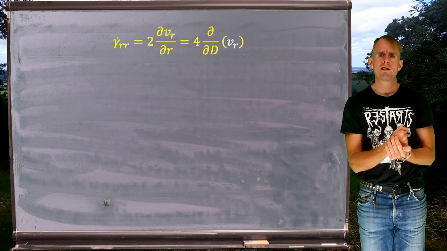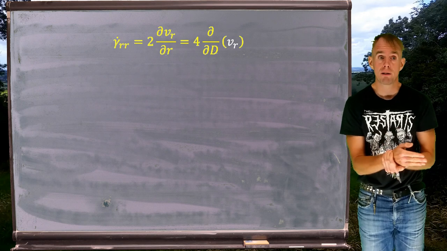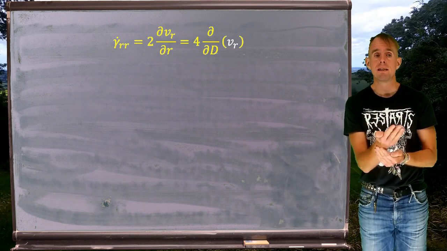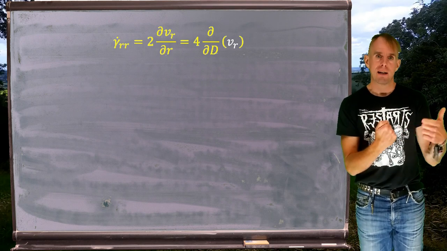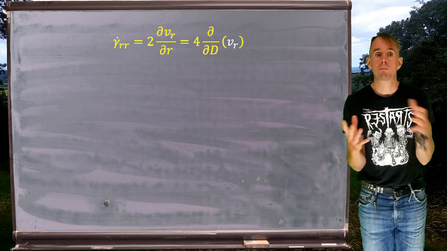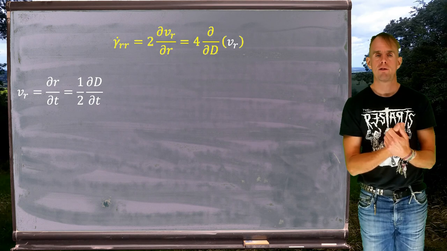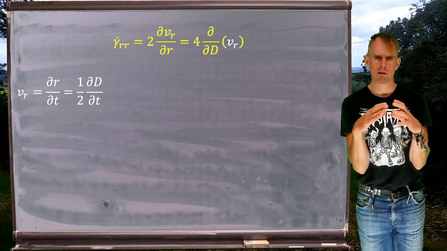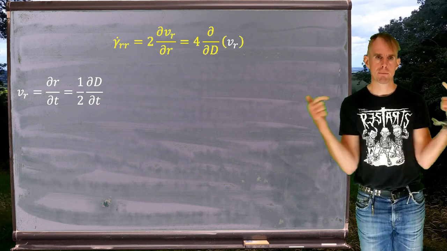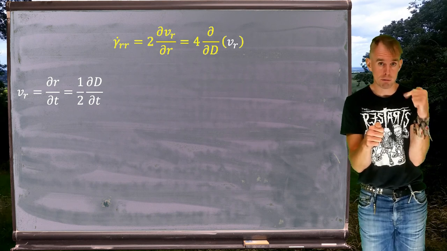And if we think about changing this in terms of diameter rather than radius, we know that a diameter is twice a radius. So we can derive the fact that dvr by dd needs a factor 4 preceding it, because diameter is twice radius. So gamma dot rr has now been rewritten in terms of a partial differential with respect to diameter. Now let's think about radial velocity carefully. What is my radial velocity? Well, it's the rate of change of radius with respect to time, which is half the rate of change of the diameter with respect to time, because it's coming in from two sides.